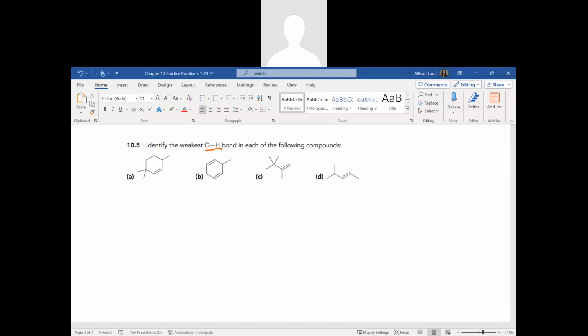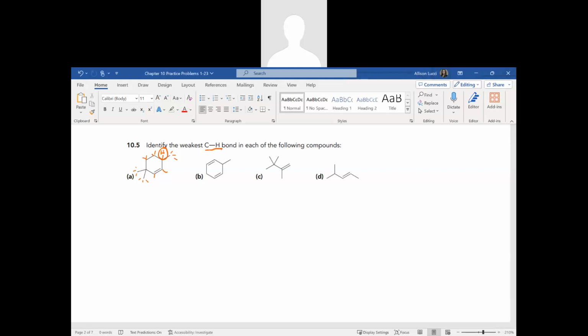In this instance, we have hidden hydrogens: one here, one here, three on each of these methyl groups, and three over here. We also have a hydrogen right here. If we remove the hydrogen that is circled, we would get an allylic radical that could be resonance stabilized. That's the only site of hydrogen abstraction that would result in a resonance stabilized radical. Therefore, the weakest CH bond is between the carbon and the hydrogen that's circled.